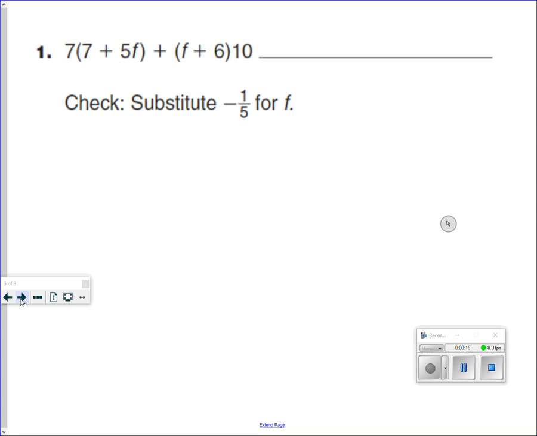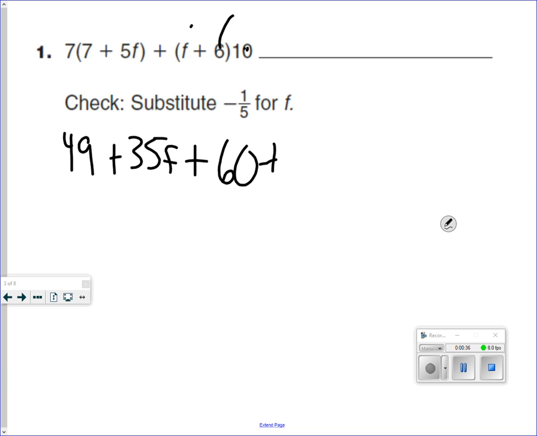So if I'm writing this out, I have to use the distributive property. If I take 7 times 7, I get 49. I multiply 7 times 5f, and it's positive, so I'm going to add 35f. Now I'm going to add, so I have to multiply 10 times 6, which is 60. 10 times f is 10f. Okay? Now I'm just going to combine like terms.